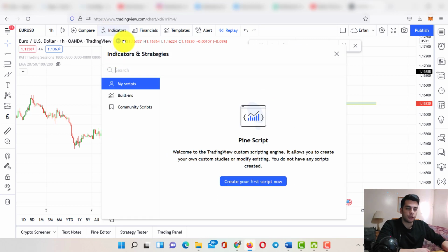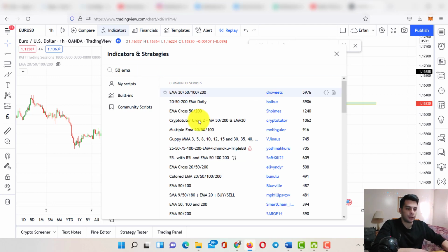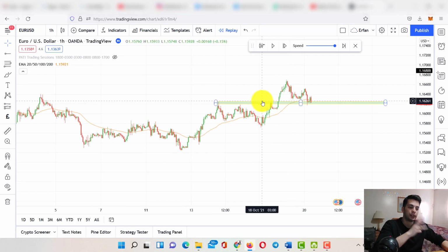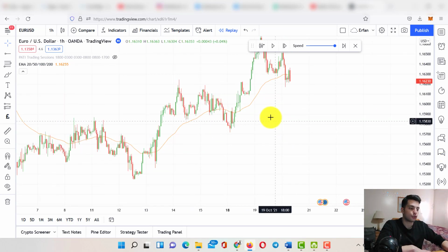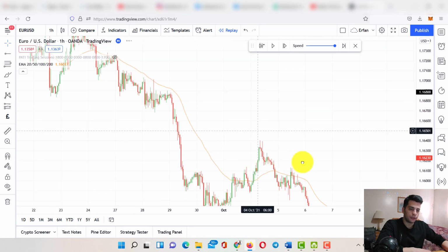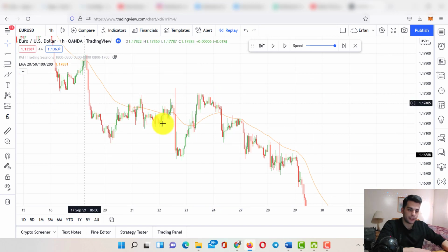So you just need to go to indicators, and then right here we can search for 50 EMA, and then you can install one of these. I personally use this one for 20, 50, 100, 200, but I'm going to turn on the 50 EMA, which is the orange one, and even this one can be a really good indicator to show you where support and resistance levels are. So for example, if I come here, you see the market was kind of consolidating in this section, in this area right here.